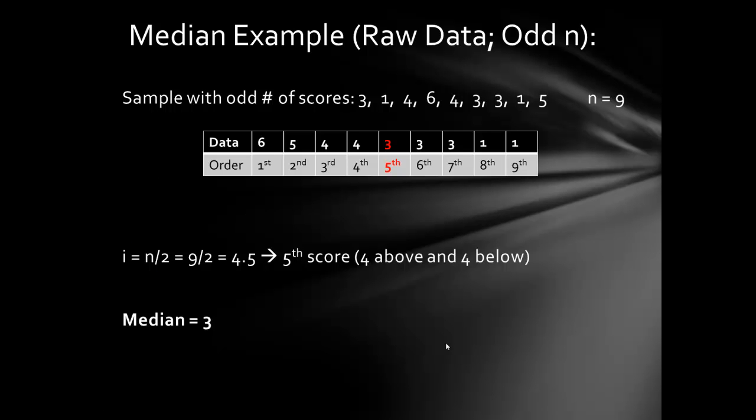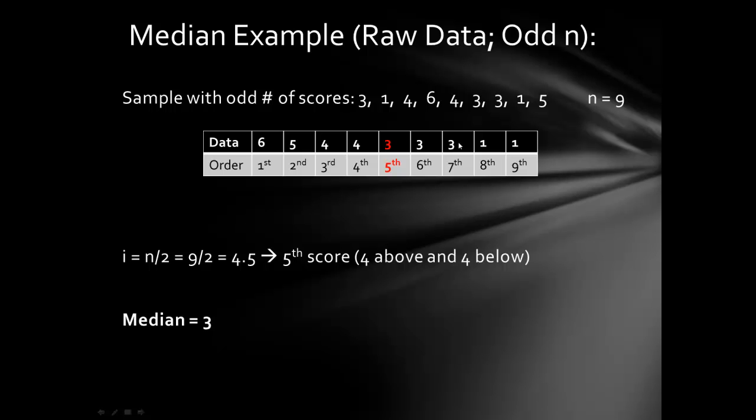So here's an example where you just have the raw data. I'm also going to show you examples when you have a frequency distribution table. But for now, we'll just stick to raw data that's written out, and we have an odd number of scores. So at first, you're presented with data that's not in numeric order. But it's really important that you put it in numeric order so that that median index can be found, that score for the median index can be found.